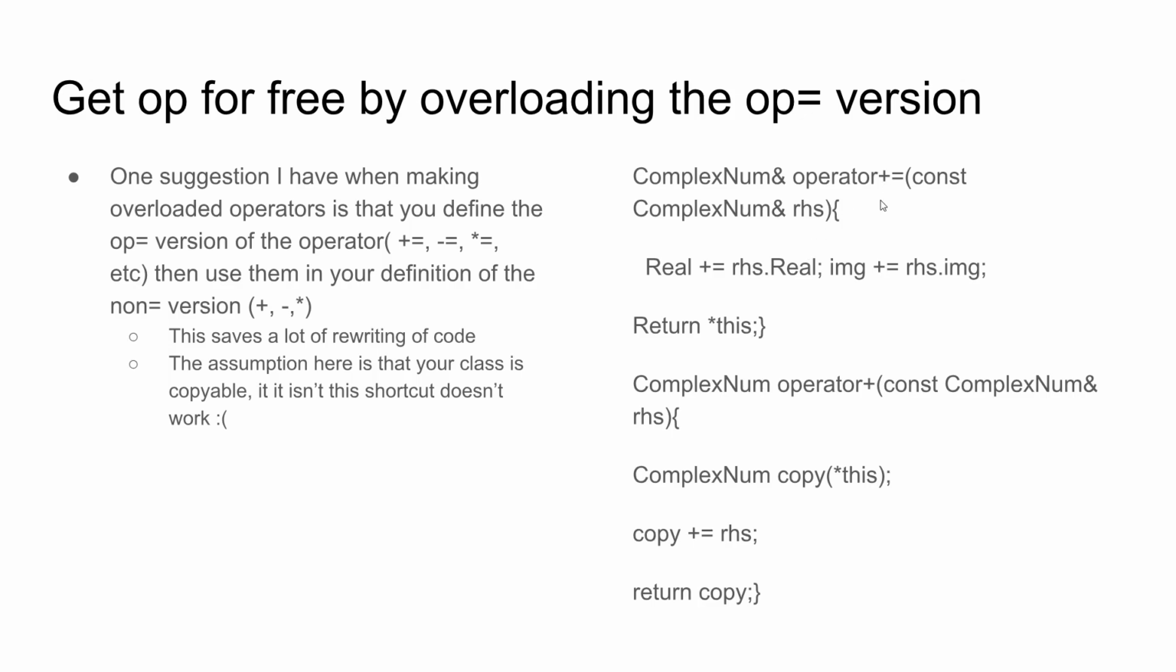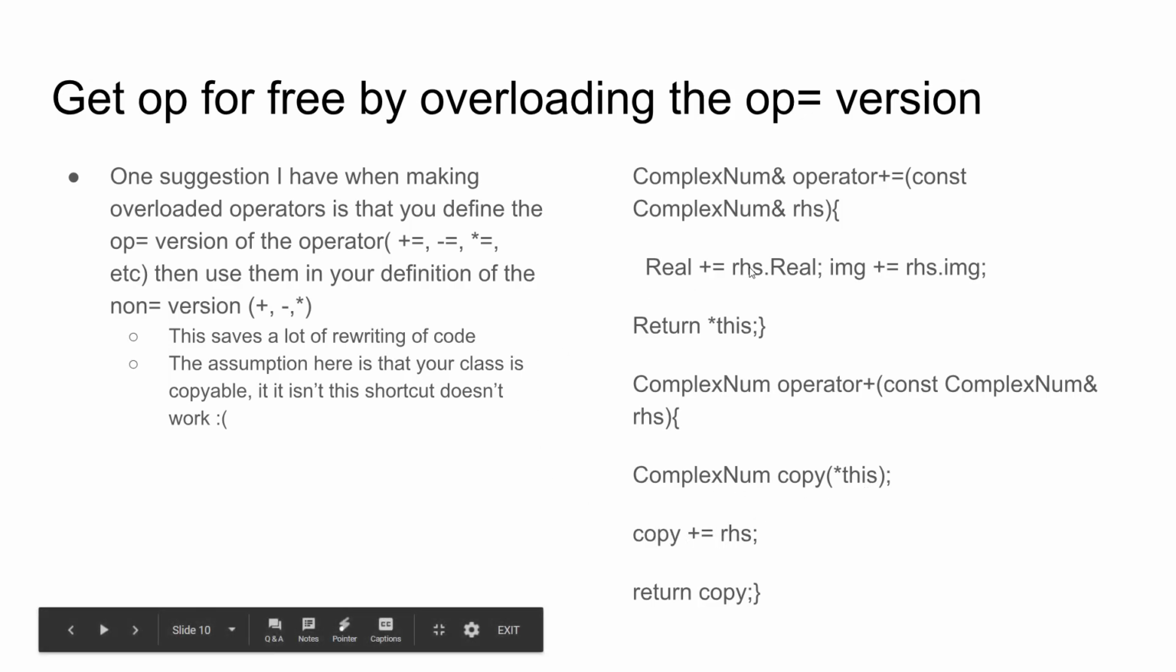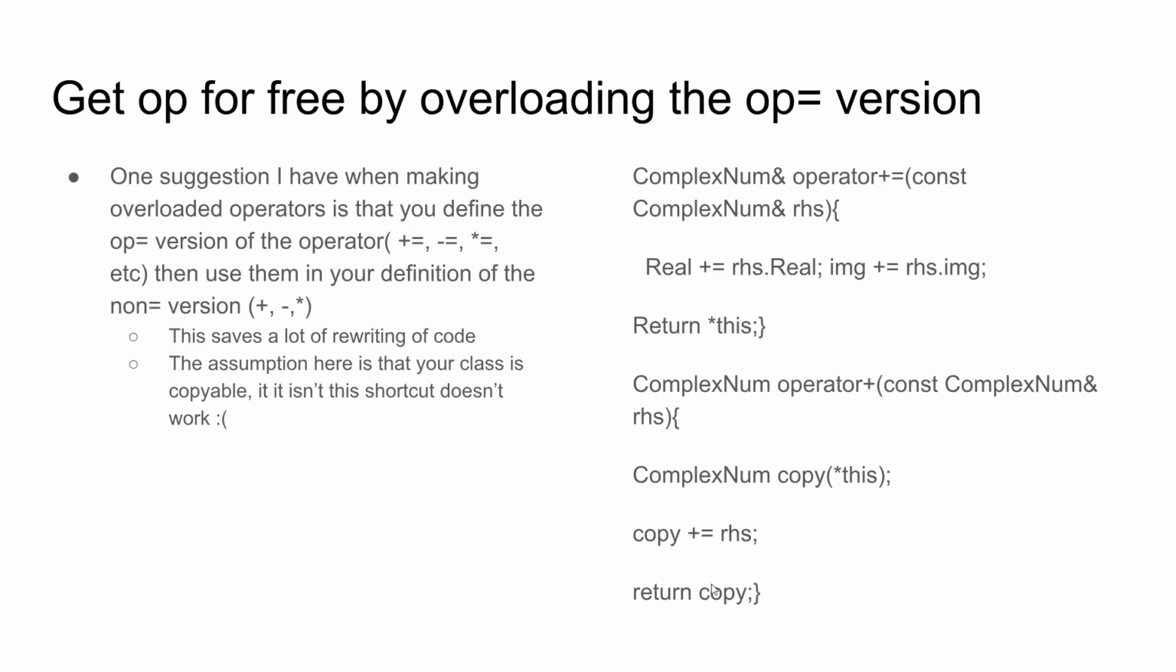So if we had a plus equals operator for imaginary numbers, right? I can do my real plus equals the right-hand side dot real, my imaginary plus equals the right-hand side dot imaginary, and then I return myself. To get the operator plus, I make a copy of myself, then call this function up here, plus equals, onto the copy, and then I return the copy. Does that make sense? Or for example, if you wrote operator equals equals, you get operator not equals for free, right? Just return not equals equals.